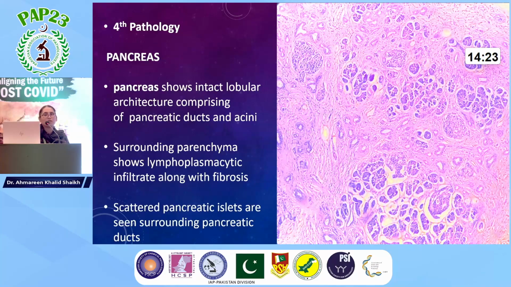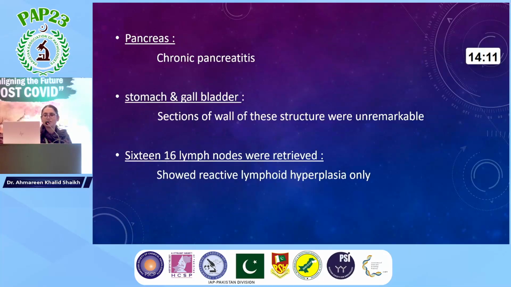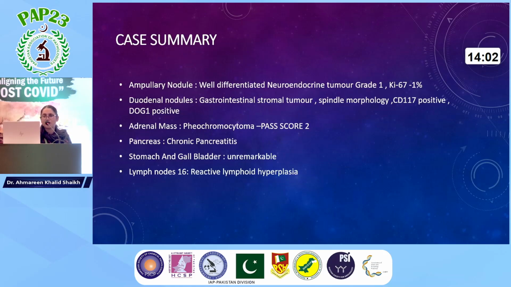From the pathological examination of the pancreatic head, there was a lymphoplasmacytic infiltrate. No tumor was identified there of any kind. It was chronic pancreatitis. The other sections submitted for histopathological examination didn't reveal any tumor, and the 16 lymph nodes identified showed reactive hyperplasia. So three malignancies were identified. One was a low-grade neuroendocrine tumor, another was a low-grade GIST, and one was a pheochromocytoma with a low PASS score.